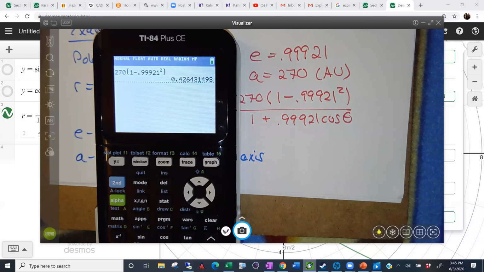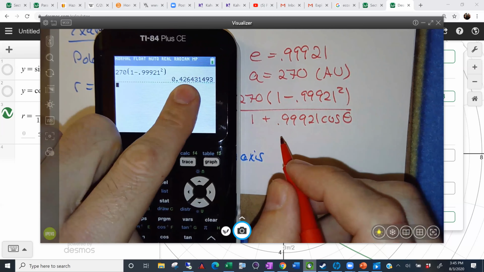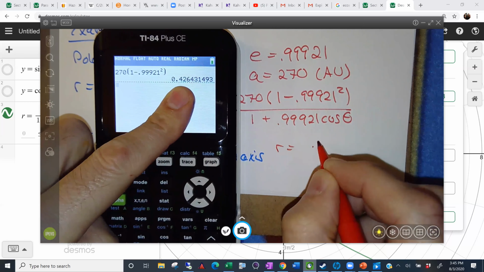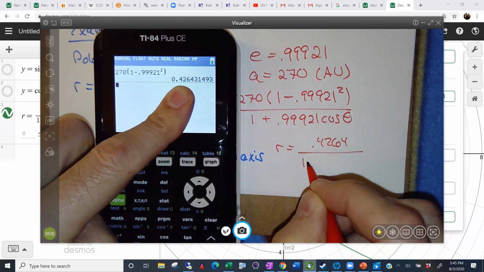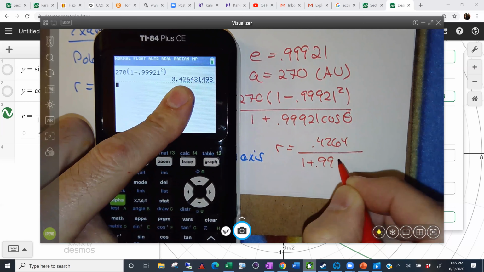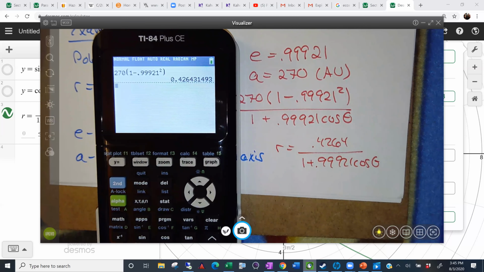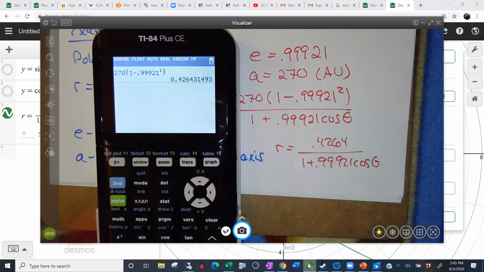All right. So if we round it to, say, the 10,000th place, that would be R equals 0.4264 over 1 plus 0.99921 cosine of theta. For a moment, that surprised me that we got something so small, but looking back at it, I think we're good. So not too bad, not too bad.